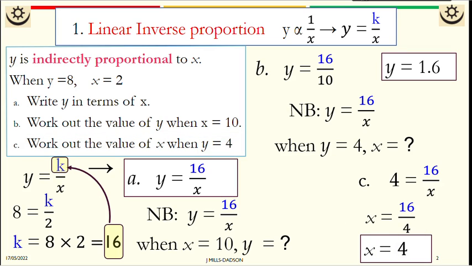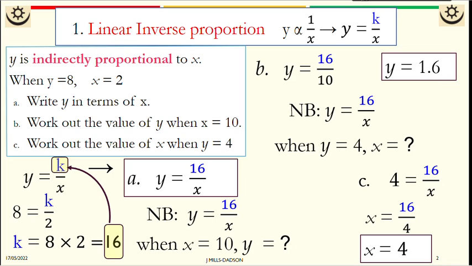Now it's indirect, meaning one goes up, the other goes down. Let's check. y is 8 and x is 2 initially, and let's see what happens in one of the examples. x is 10, that means x has gone up. What happened to y? y has gone down. So that's what you call indirect proportion.